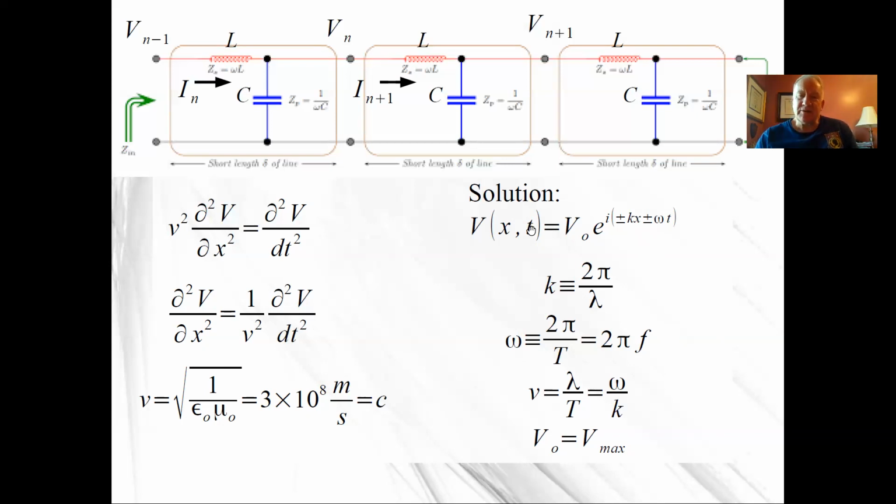So the solution to this equation, as we talked about the first couple of days of class, will be equal to v naught e to the i times plus or minus kx plus or minus omega t, where k is known as the wave number. It's 2 pi over lambda. It's also known as the spatial frequency. That's what we'll talk about when you take optics. Omega is the angular frequency. It's equal to 2 pi over the period, or 2 pi times the frequency.